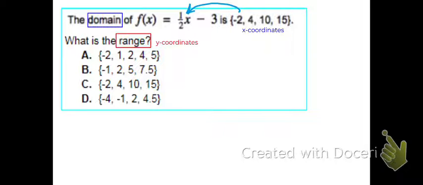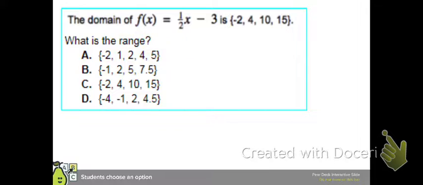So when we put negative 2 in for x, what is the answer? Then when we put in 4 for x, what is the answer? When we put in 10 for x, what is the answer? And when we put in 15 for x, what is the answer? We're substituting in, we're inputting into our function each of these x coordinates, and we're seeing what the output is, what the range is.